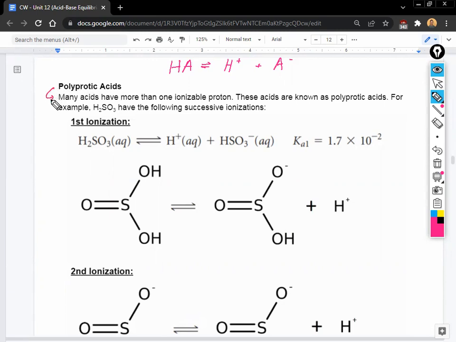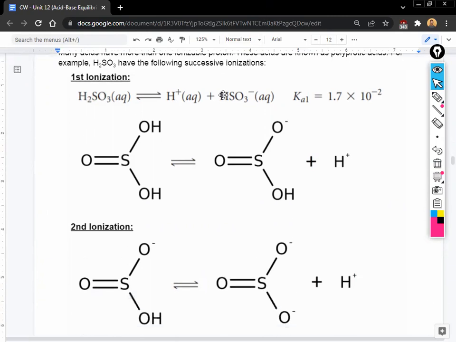Polyprotic acids are acids that have more than one ionizable proton. If you want to put it simply, the way I like to say it, they can release more than one H+. Sometimes they can give up 2, sometimes they can give up 3. Poly means many, protic, proton: acids that give up many protons, more than one. The concept makes sense, right? Now we're going to look at an example because even though the concept is very simple, the math gets really annoying, and I'll show you guys why.